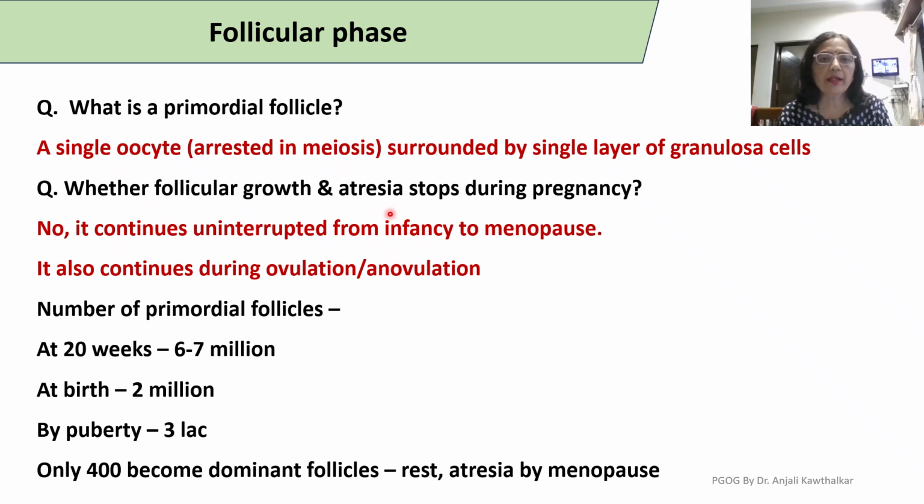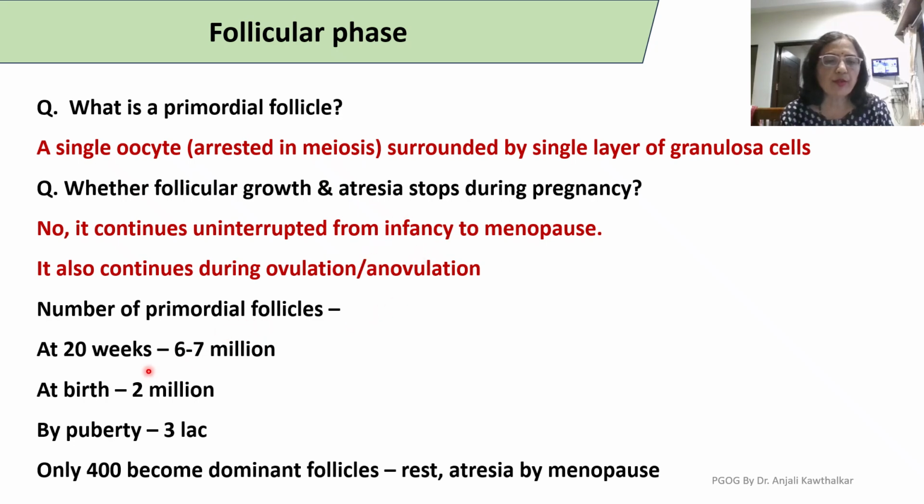Whether follicular growth and atresia stops during pregnancy, if you are asked this question, as in the previous slide we have already seen, this follicular growth and atresia continues uninterrupted from infancy to menopause. It also continues during ovulation or anovulation. So irrespective of whether the cycle is ovulatory or anovulatory, the initial follicular growth and the cohort which is going for atresia, this process is taking place throughout the life of a woman.